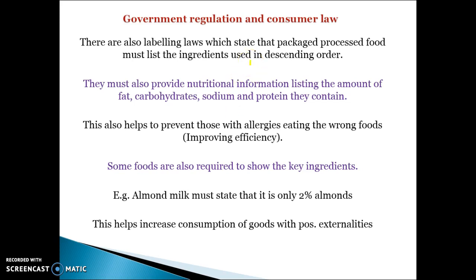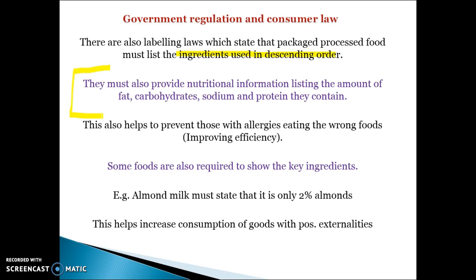Packaged processed food must list the ingredients in descending order, which means the main ingredients have to come first. They must provide nutritional information, so finding out about the level of protein, carbohydrates, fat, sodium, etc. Any packaged food needs to come with those labels. This also prevents those with allergies from eating the wrong food.